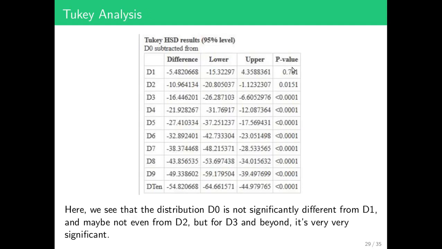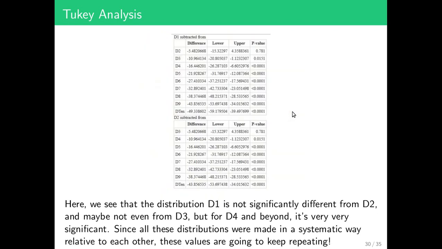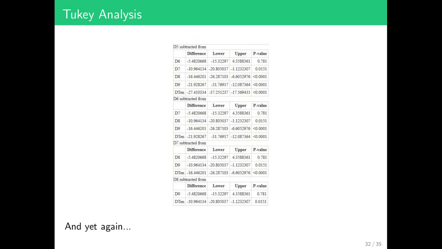So what I want to know now is, what does Tukey say? Tukey says that if I compare my first group, this is my Fahrenheit temperature, I can't really tell if there's a difference between D0 and D1 or not, but when I get to D2, I'm starting to get suspicious, and afterwards I'm pretty sure they're different. You'll see this pattern keeps happening. Tukey has to do the pairwise comparisons of all the different groups.